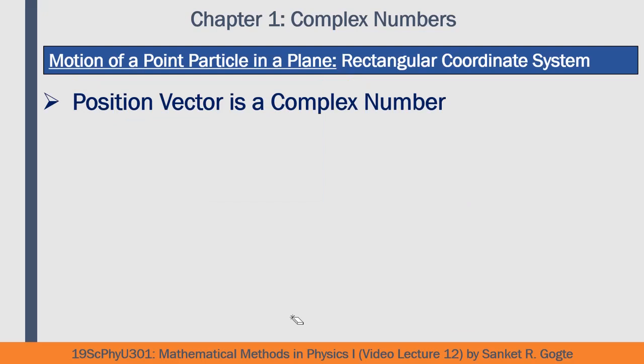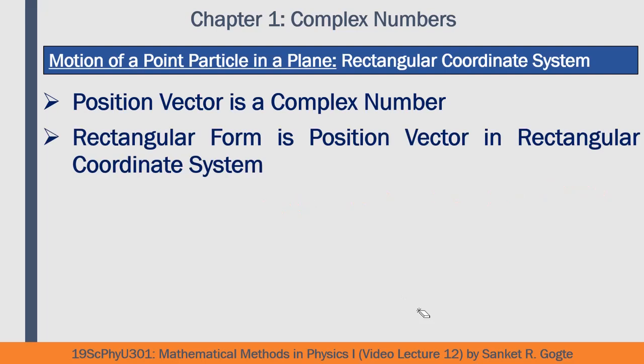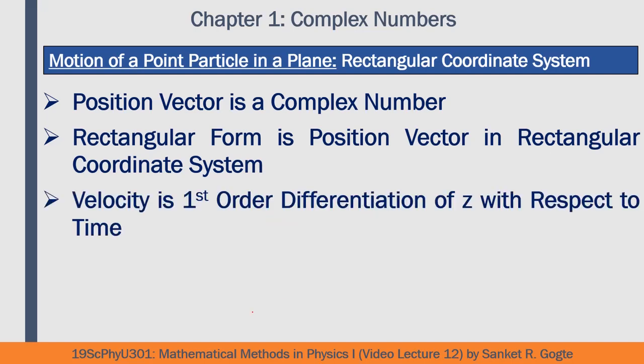So what we are saying is a complex number z, which is a function of time, represents the position vector of the particle which is moving in the plane. When we consider a complex number in rectangular form, it basically represents position vector in rectangular coordinate system. When I write z as a function of time in rectangular form, this basically is the rectangular position vector of the particle being considered. Then finding out velocity is easy.